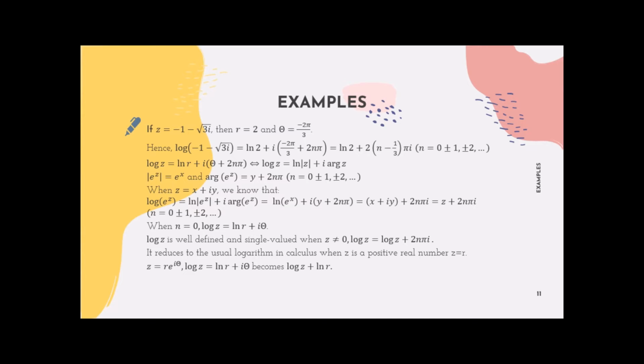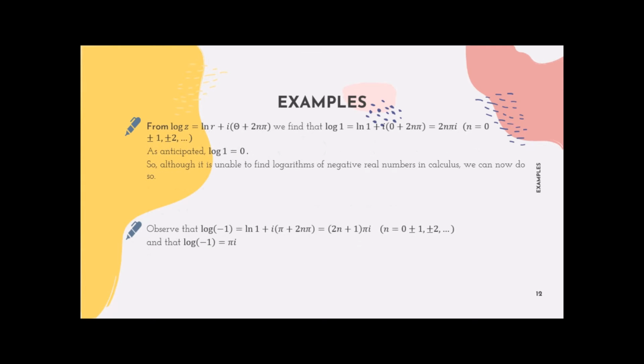When n = 0, Log z = ln r + iθ. Log z is well defined and single valued when z is not equal to 0. Log z = log z + 2nπi. It reduces to the usual logarithm in calculus when z is a positive real number, z = r e^{iθ}, with θ = 0, so that Log z = ln r.